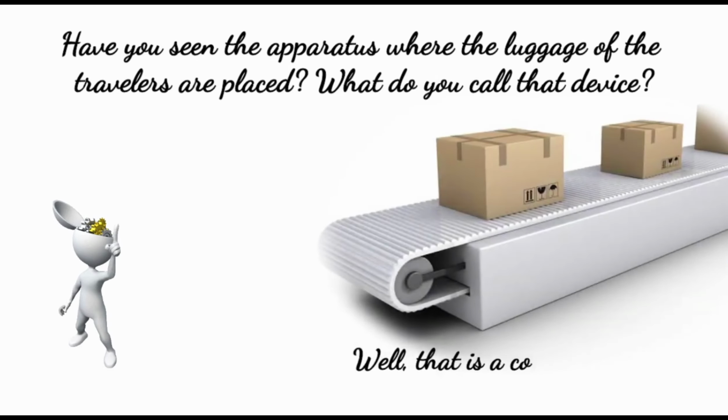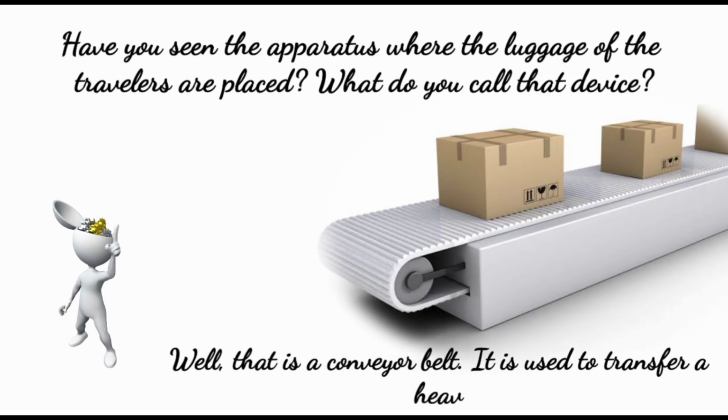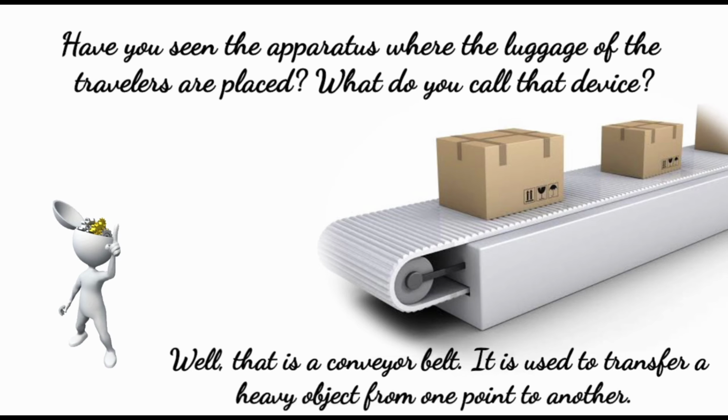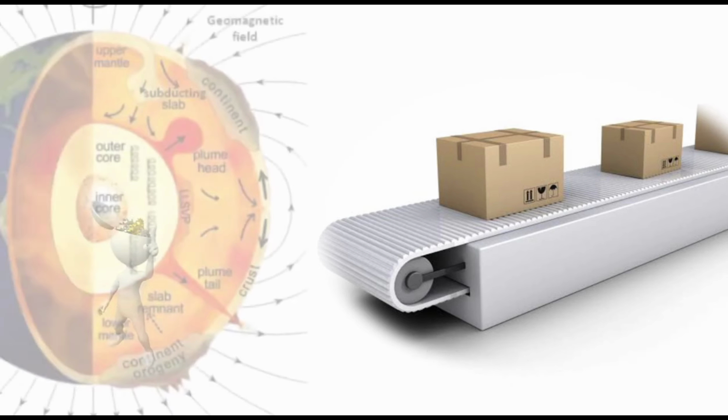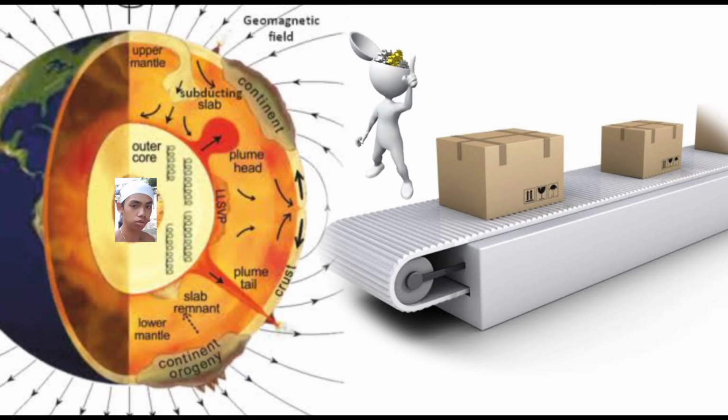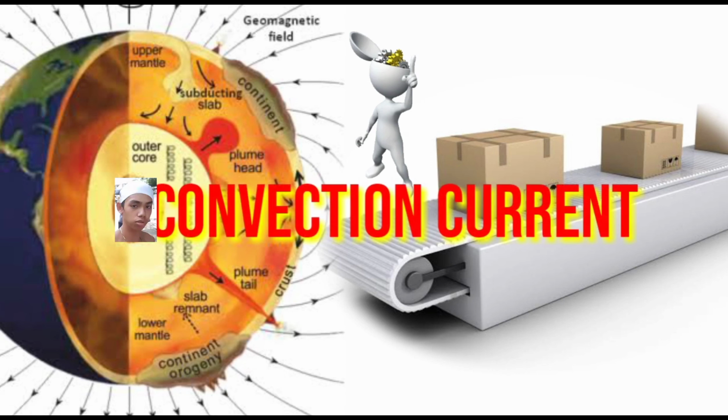Well, that is a conveyor belt. It is used to transfer a heavy object from one point to another. One of the forces that drives plate movement works the same way the conveyor belt does, and that is the convection current. Now, what is a convection current's relation to the divergent boundaries?